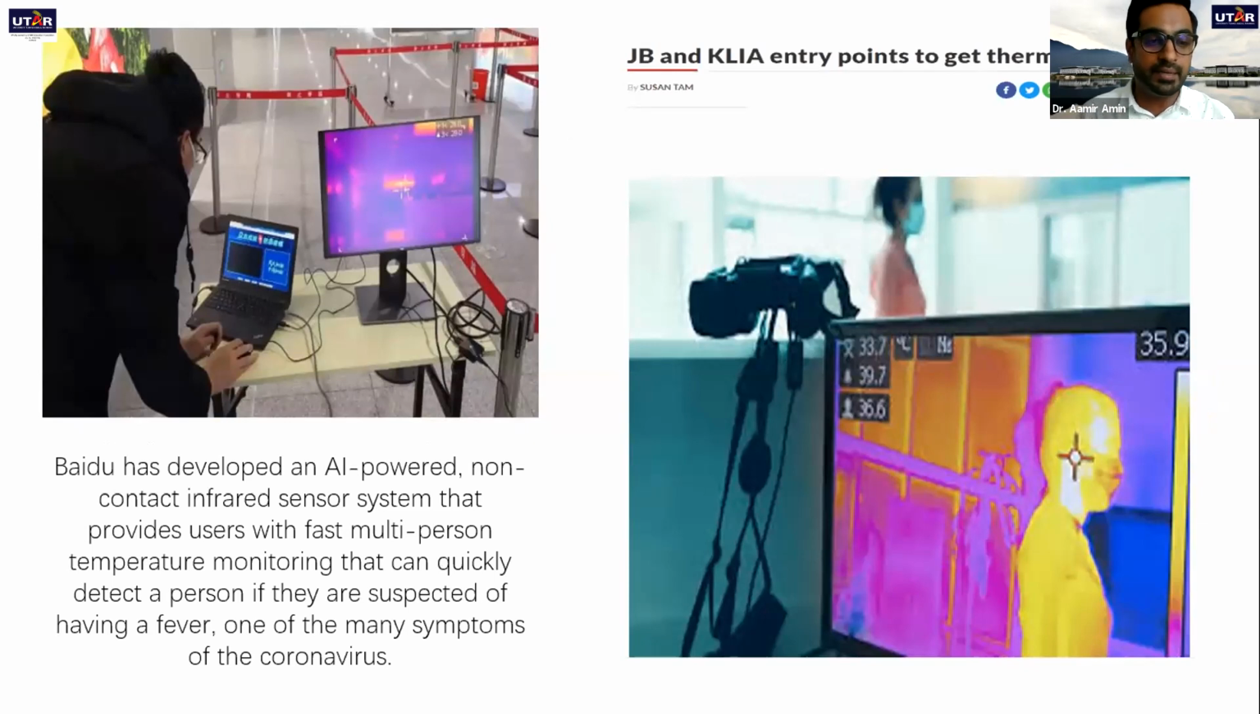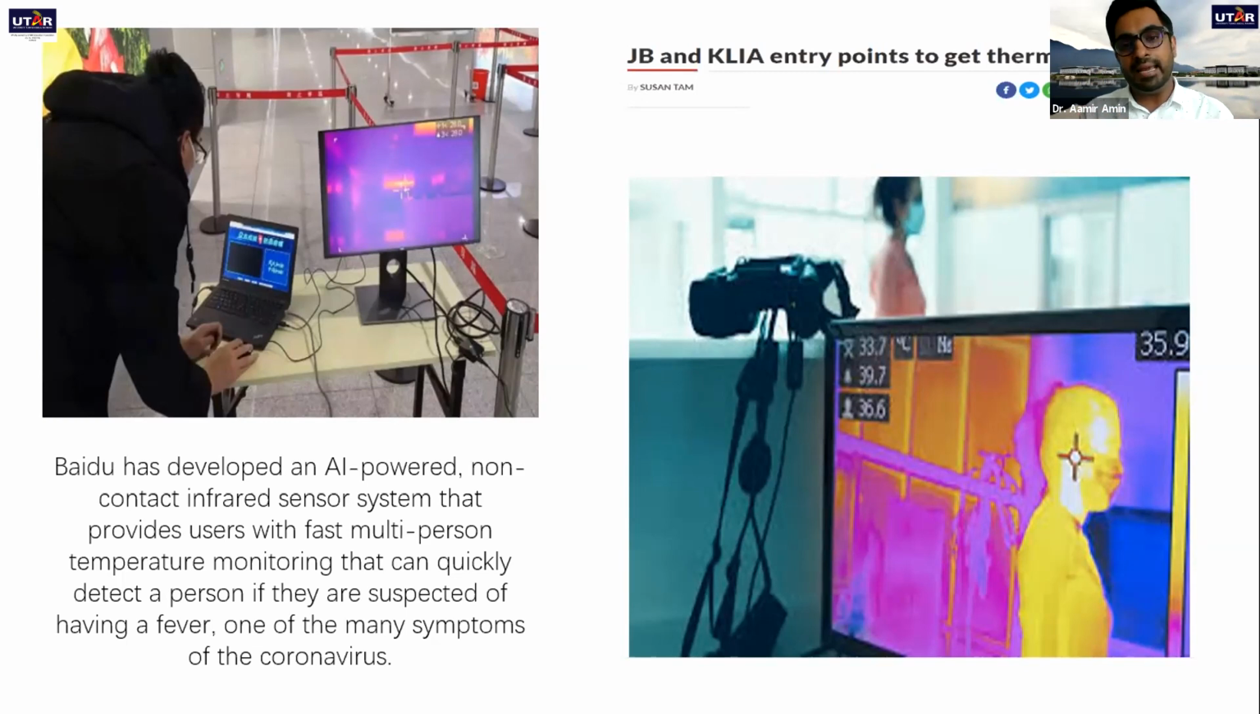Beidou, which is again a Chinese company, has developed an AI-powered non-contact infrared sensor system that provides users fast multi-person temperature monitoring. That means you don't have to scan individuals one by one. Rather, a great number of people can be scanned at one time, right? So monitoring that can quickly detect a person if they are suspected of having a fever, one of the many symptoms of the coronavirus. So this is an AI-based infrared sensor system, which does not need to have close contact with the person. Rather, a big crowd can be detected.